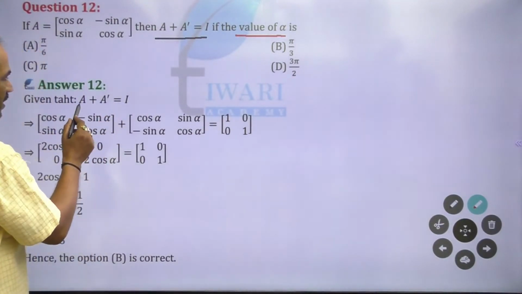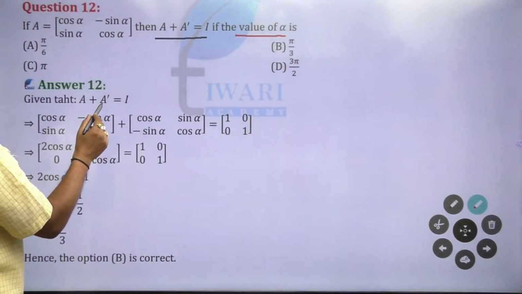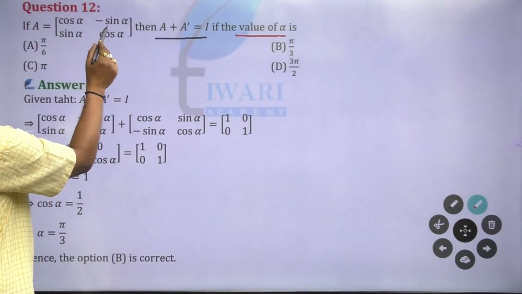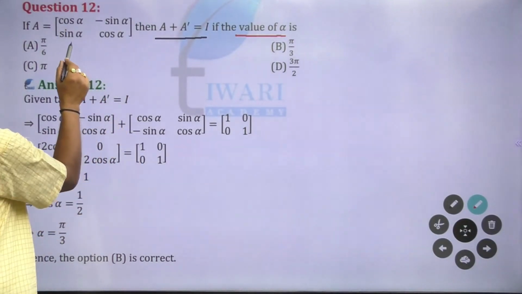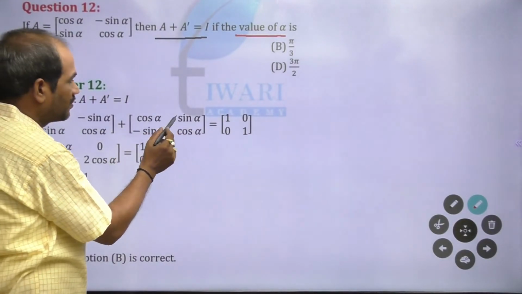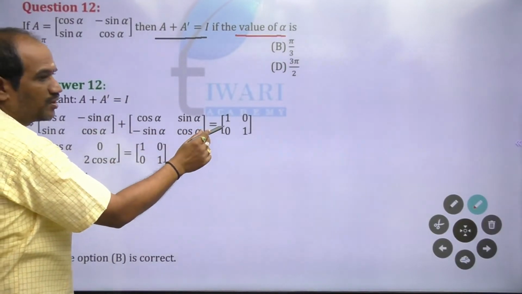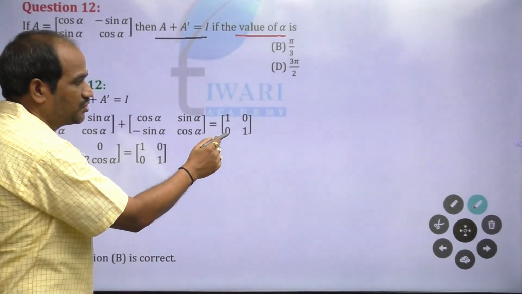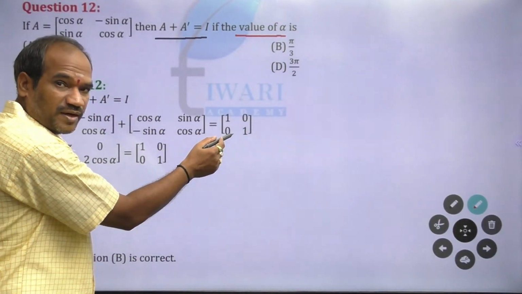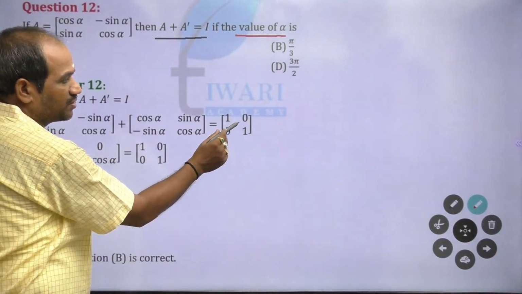The A matrix is given, plus A dash, which is interchanging rows into columns. A dash: the first row becomes the first column, the second row becomes the second column. A plus A dash is equal to I, the unit matrix. For order 2, take the 2 by 2 unit matrix, 1 0 0 1. For order 3, take the third order unit matrix.